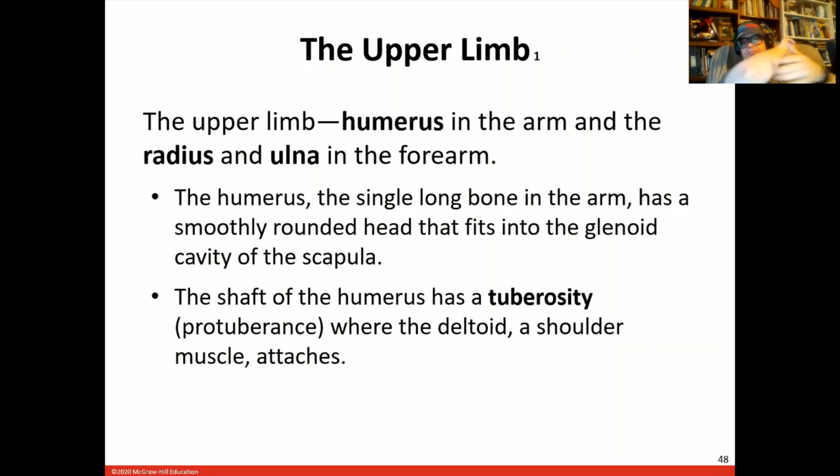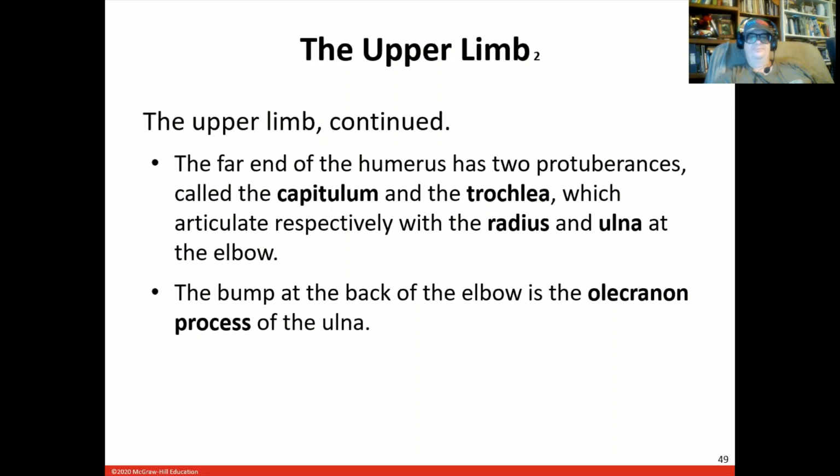This part sticks out in the back of the joint. Anyway, the humerus is the single long bone in the arm. It has a rounded head that fits in the glenoid fossa of the scapula. You already heard that. The shaft of the humerus has a feature on it that I want you to know. It's called a tuberosity, a protuberance, where the deltoid muscle from the shoulder attaches. So the tuberosity on the shaft, deltoid, definitely know that one.